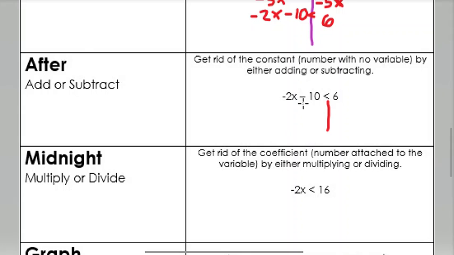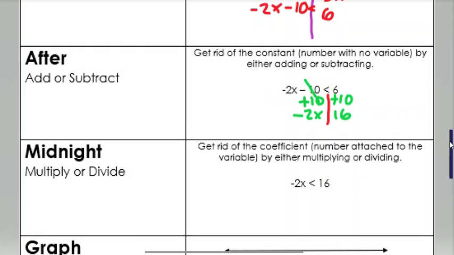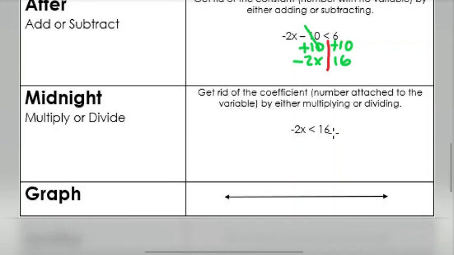To get rid of that minus 10, I have to do the opposite, and the opposite of that is plus 10. I'm going to do the same thing to the other side. 6 plus 10 is 16. And on this side, I still have this negative 2x. And now it's just a one-step inequality, and I'll be done.